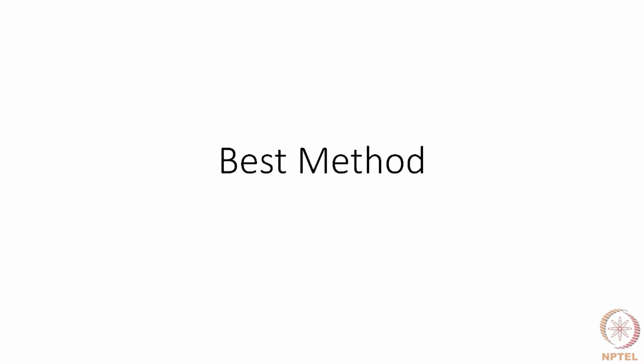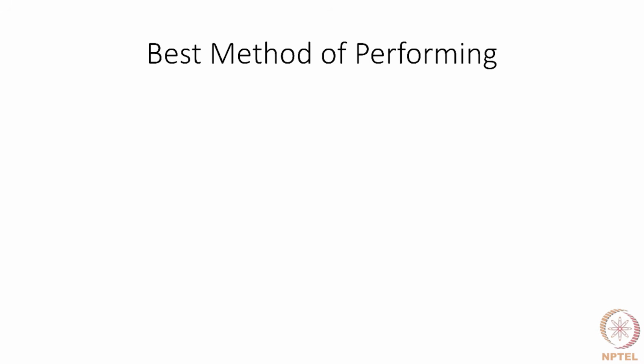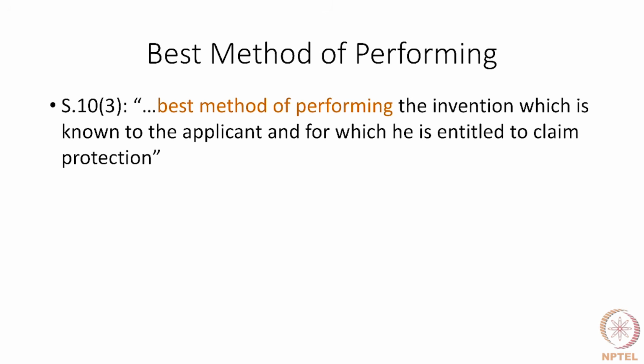It's a simple requirement. We already said that it's a requirement that can easily be satisfied if you look at the claim and describe the claim in detail, how the claim works, and that will qualify for the best method disclosure. Now the best method is on performing the invention. Now this we get from section 10.3, that the complete specification should disclose the best method of performing the invention which is known to the applicant.